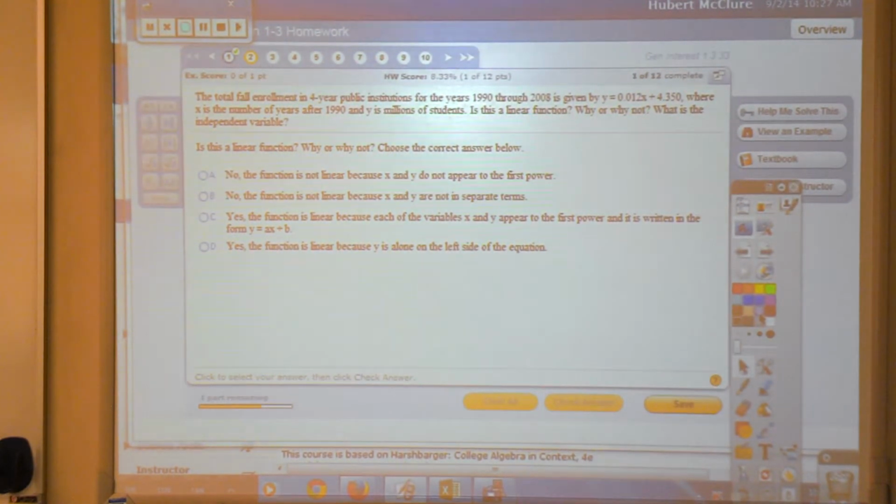Okay, read it again. It's like the first one that we did. This is a question that it's asking, is this a linear function? Is it a straight line? And I'm fixing to tell you how to tell that if you don't know.